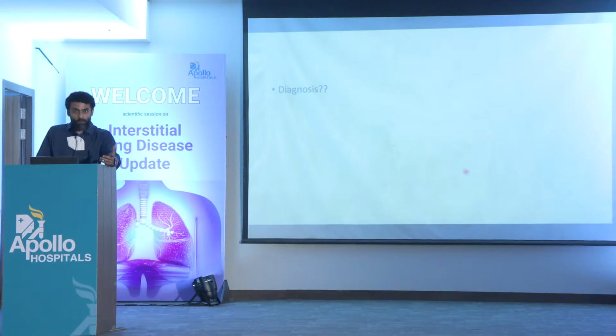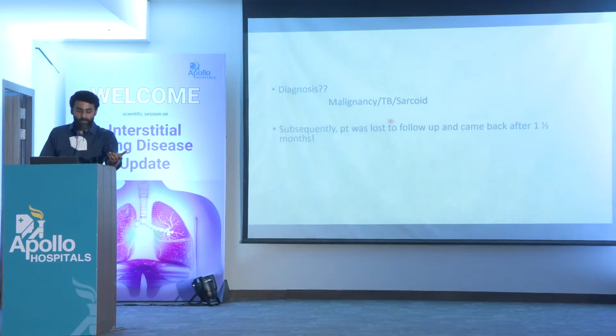So we cannot clearly say whether it is TB or not, whether it is just sarcoid or whether it is a malignancy, because granulomatous malignancies like lymphoma are also heard of. So we again offered the patient a bronchoscopy and lavage with EBUS TBNA, because these are the top 3 differentials that we considered. But when we offered bronchoscopy, the patient again was lost to follow-up, and she came back after 1.5 months.